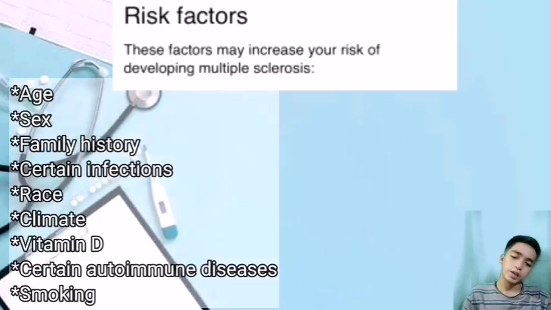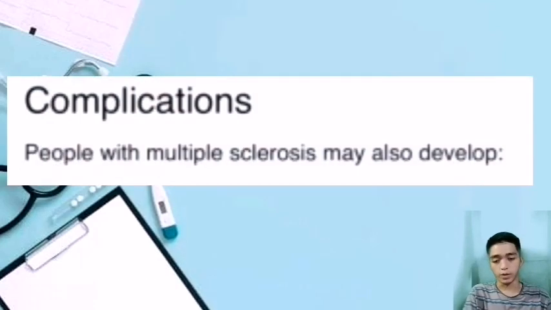Then these are the complications of multiple sclerosis. People with multiple sclerosis may also develop muscle stiffness or spasms, paralysis, typically in the legs, and problems with bowel or sexual function. The next one is mental changes such as forgetfulness or mood swings, and also depression and epilepsy.